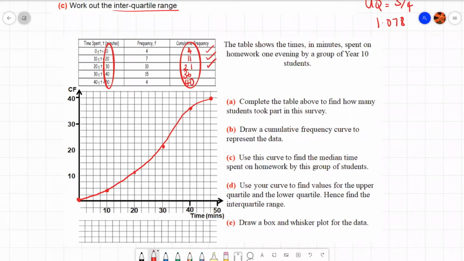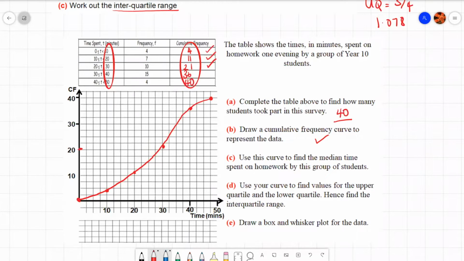Okay, complete the table above to find how many students took part in this survey. That's 40 altogether, because we started off with 4 pupils, another 7 is 11, another 10 is 21, another 15 is 36, another 4 is 40. 40 students altogether. We've drawn our cumulative frequency graph. Now it's asking us for the median. Median is a middle value, so 20.